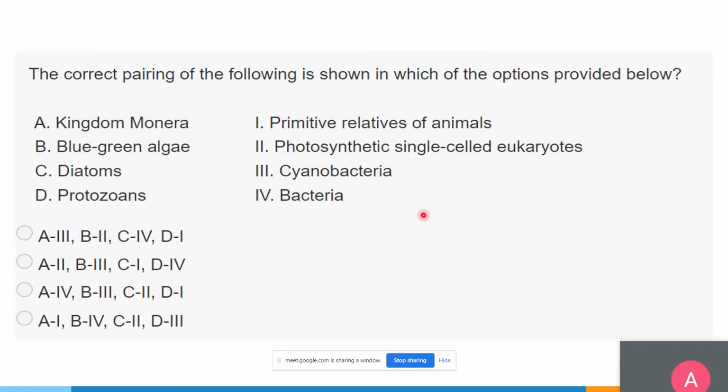Next, let us move on to the next question. It is a match the following kind of question in which we are asked to match the left side with the right side. On the left side, we have Kingdom Monera, blue-green algae, diatom, and protozoans. And on the right side, we have primitive relative of animals, photosynthetic single-celled eukaryotes, cyanobacteria, and bacteria. And there are various matching options, and we will try to match them.